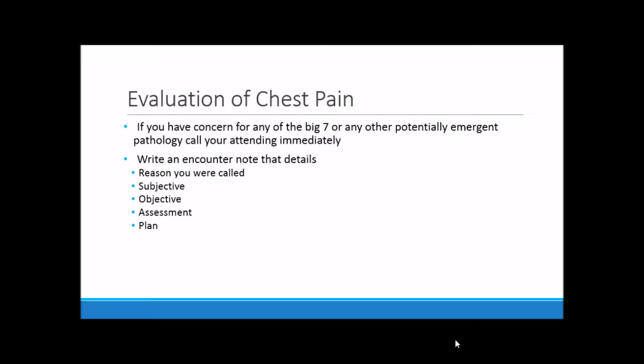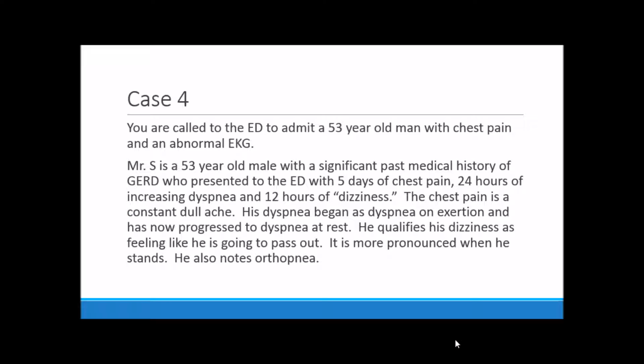If we have any concern for the big 7 while we're in the process, you would want to call your attending. If not, and even if so, after you call your attending, you want to write an encounter note that includes the reason you were called, the subjective section, objective section, and assessment and plan. So if it's an H&P, that's going to be covered in your H&P. But if you're being called to the floor, then you're going to want to write an encounter note.